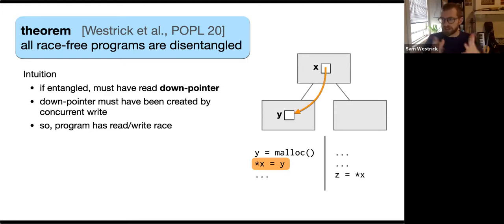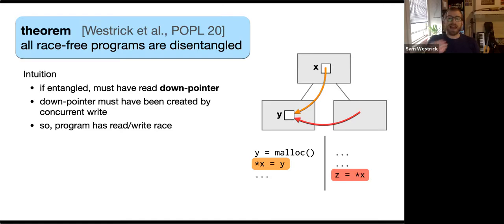In illustration, here's what a down pointer looks like. We've got our little tree of heaps, and on the left, that task must have allocated a piece of memory and then stored a pointer to that piece of memory at some shared location up above. That creates a pointer down to it, which we call a down pointer. And now that down pointer must have been read concurrently by this other task.